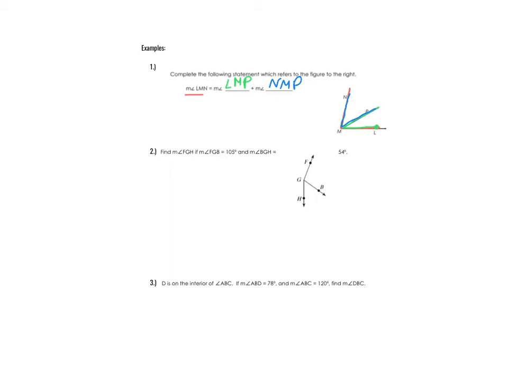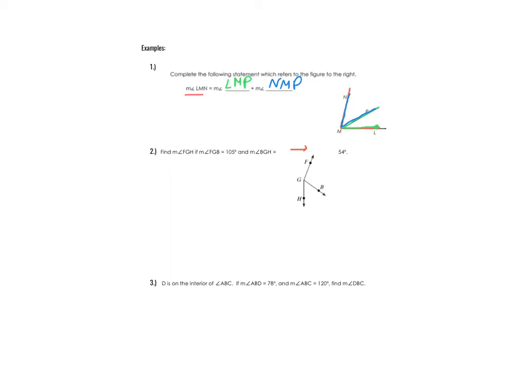I am going to write the postulate out first and then substitute to get a little equation going, sort of like we did with segment addition. I just noticed that my 54 floated, so I apologize. I hope you can see what angle BGH equals.